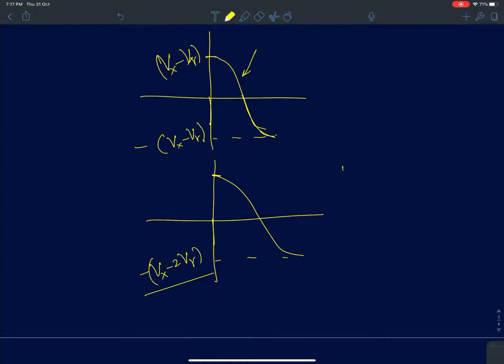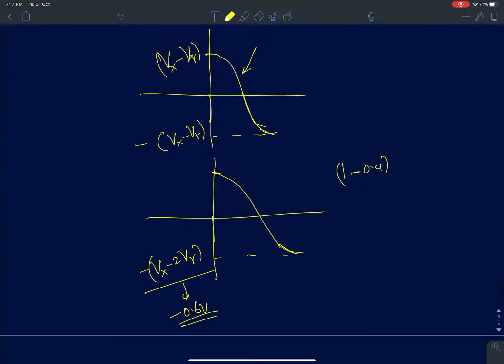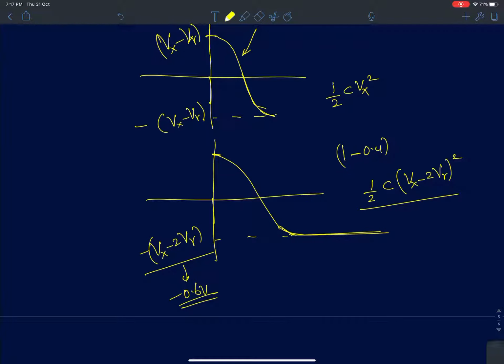In the previous problem, Vx was 1 and V gamma was 0.2. So 1 minus 0.4, you get minus 0.6. After this, it will remain constant. Now we can show that the initial energy the capacitor stored was half C Vx square. The final energy that the capacitor is going to store is half C into (Vx minus 2 V gamma) the whole square. The remaining energy will be lost across the diode. You can simply find the difference between these two energies, which is the energy lost across the diode.